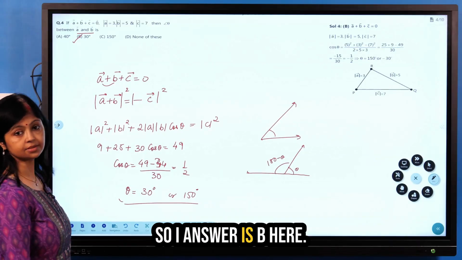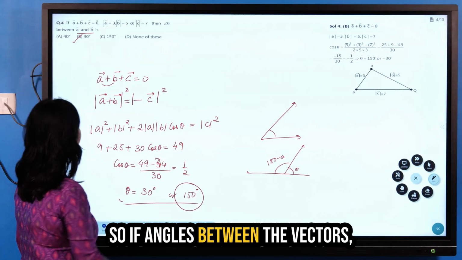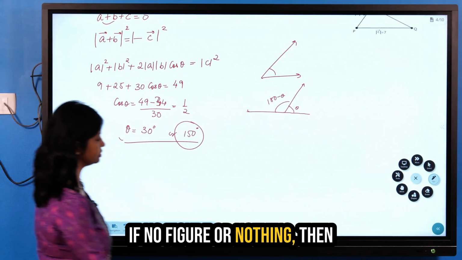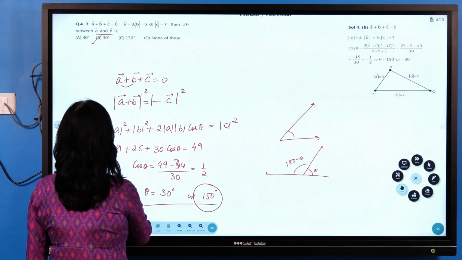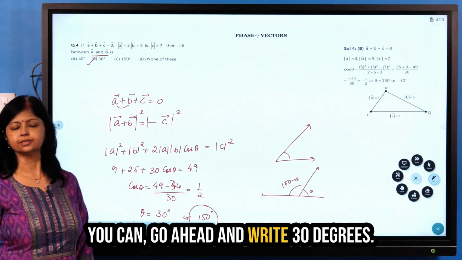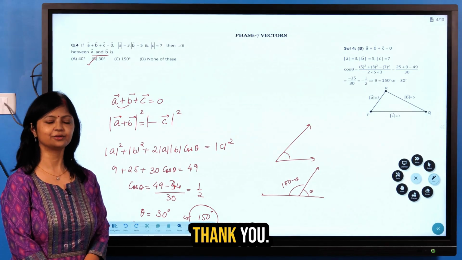So the answer is B here. It will depend on the situation. If there is no figure or nothing else given, then for the angle between the vectors, we can go ahead and write 30 degrees. Thank you.